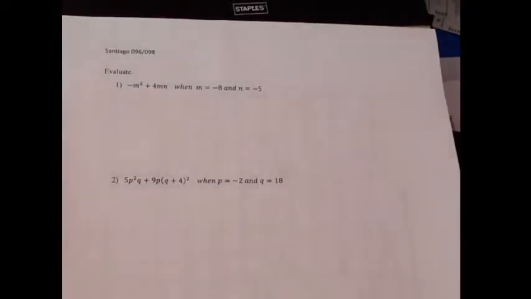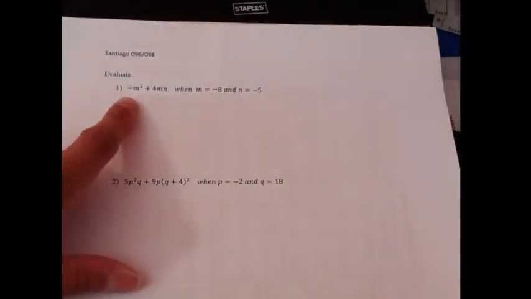Look at number 1 here. We have a -m squared plus 4 times mn, right? Or 4 times m times n. I would like you to evaluate this expression when m is equal to -8 and when n is equal to -5. When we evaluate, it is super important that we use parentheses, obviously within reason.